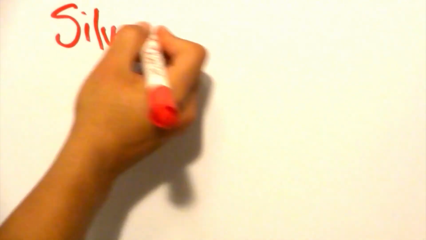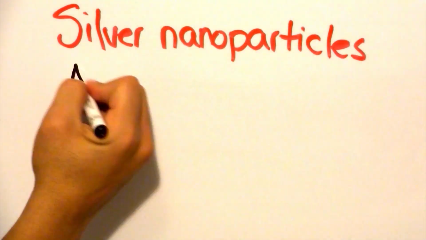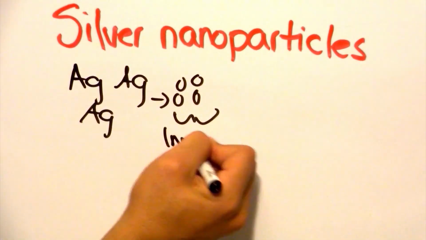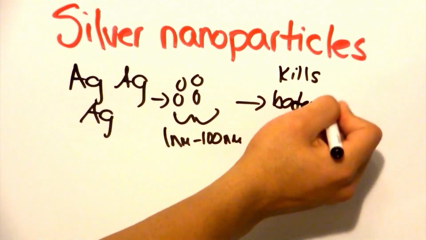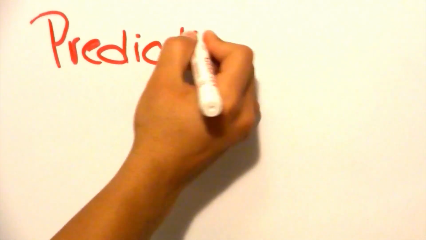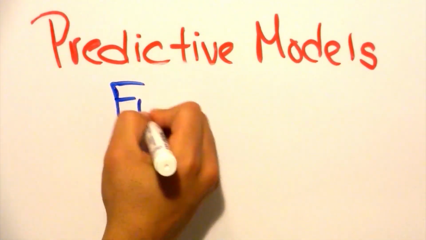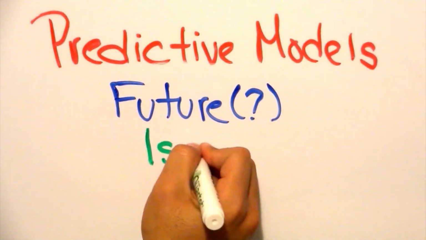Now we have a better understanding of the effects of silver nanoparticles on wastewater treatment plants and how new technologies and methods can be applied, like predictive models, to further protect public health and improve wastewater treatment plants.